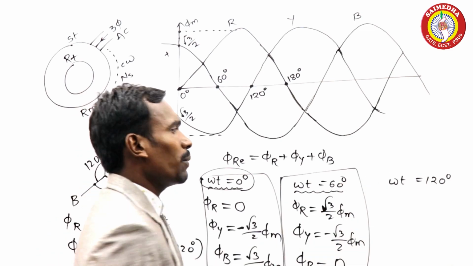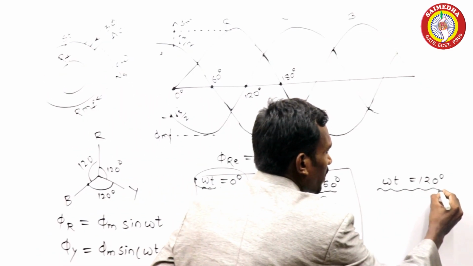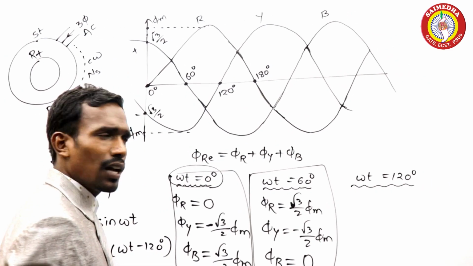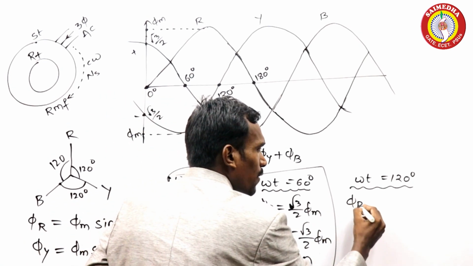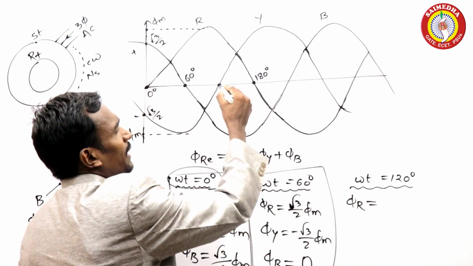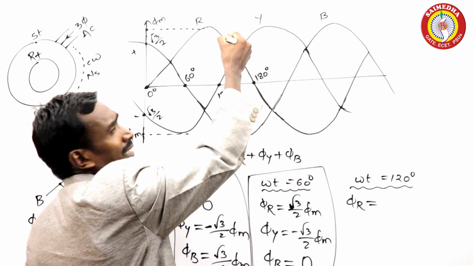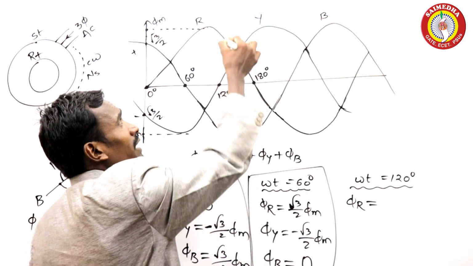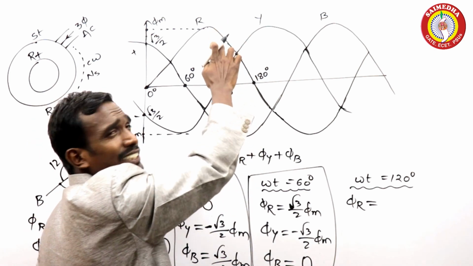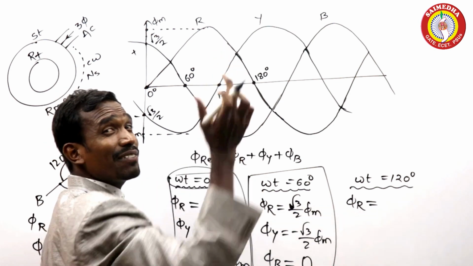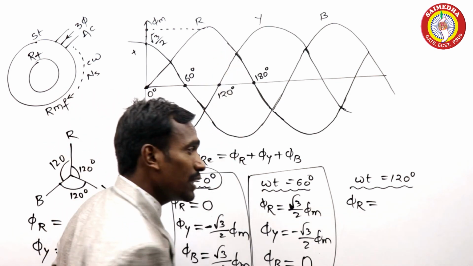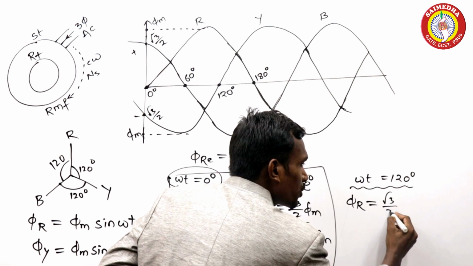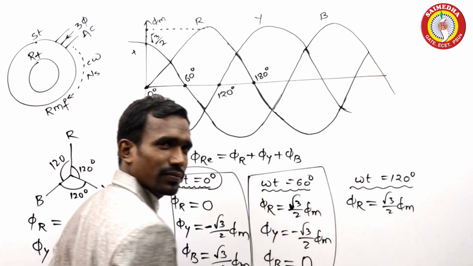Now can you tell me at omega t equals to 120, what are the values? At omega t equals to 120, what about phi r? Phi r is in positive. R phase is positive, sir. What is the value? Plus root 3 by 2 phi m.